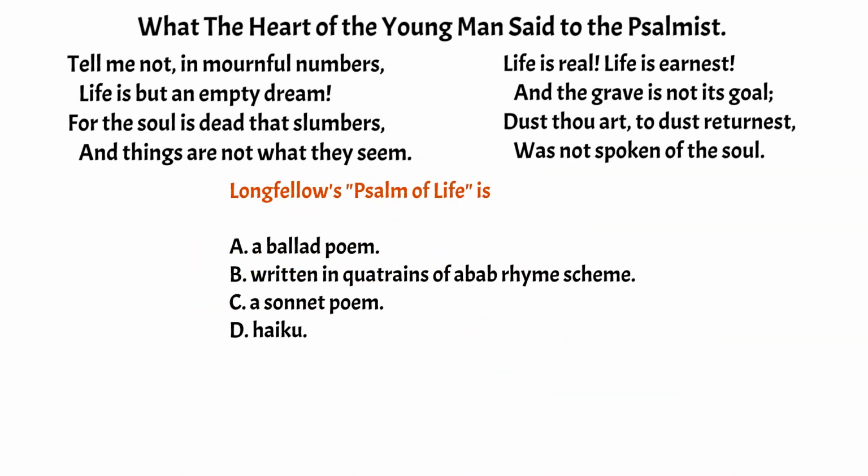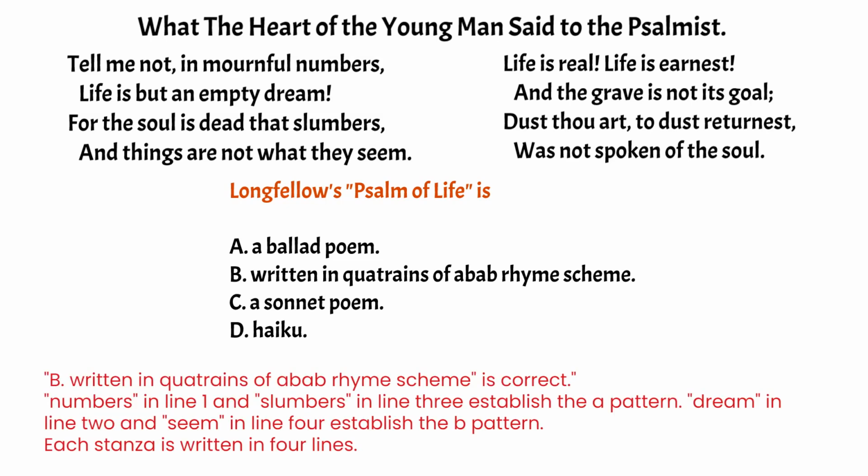Longfellow's Psalm of Life is A. a ballad poem, B. written in quatrains of ABAB rhyme scheme, C. a sonnet poem, D. haiku. B. written in quatrains of ABAB rhyme scheme is correct. Numbers in line 1 and slumbers in line 3 establish the A pattern. Dream in line 2 and seem in line 4 establish the B pattern. Each stanza is written in 4 lines.